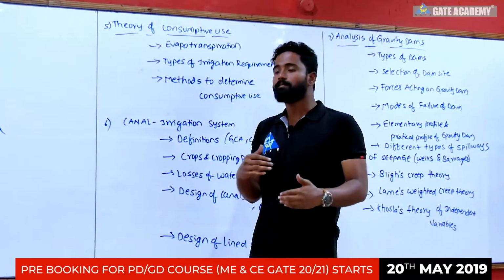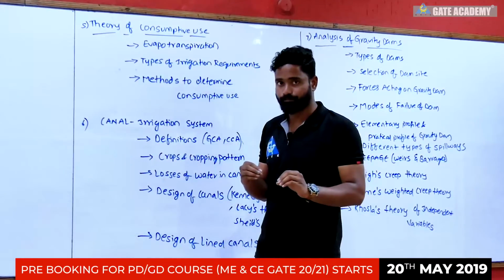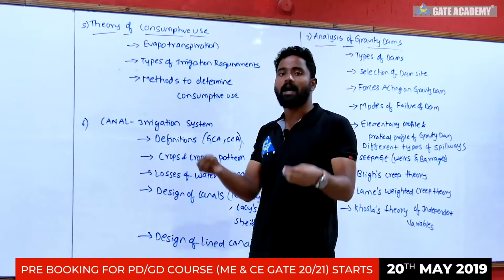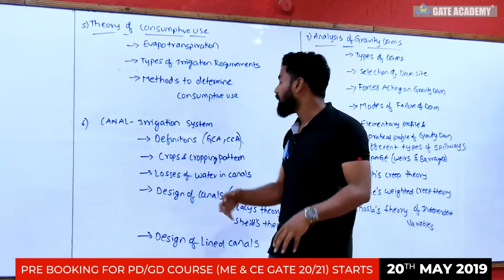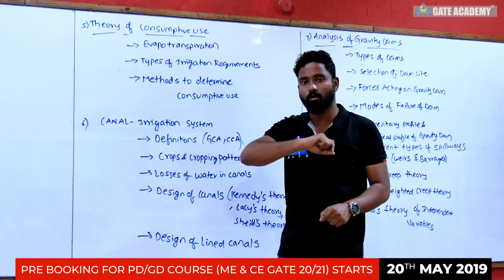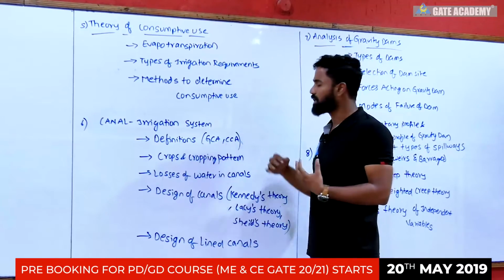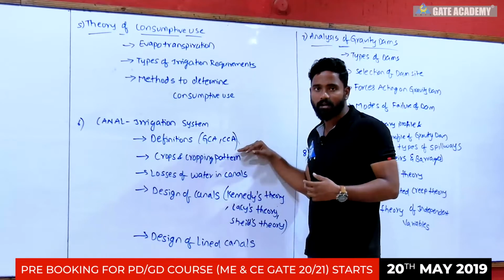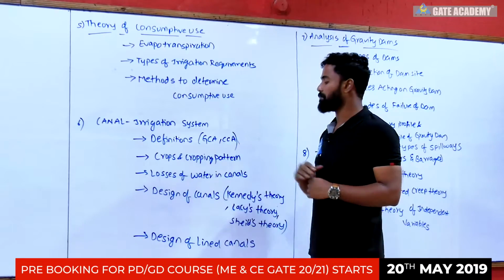And what exactly is intensity of irrigation? It is the area that is actually irrigated in the field, and we will see how you are going to use that intensity of irrigation in solving the problems, and different other definitions like time factor, crop factor, everything will be discussed in the definitions chapter.